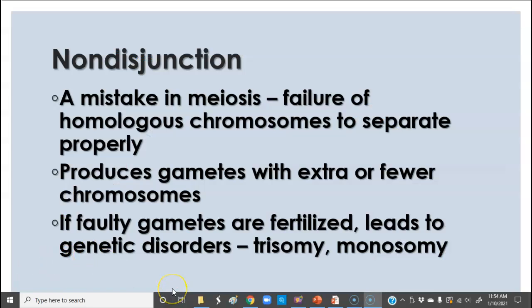Sometimes there are mistakes that happen, and one of the mistakes that can happen is something called non-disjunction, and this is when the homologous chromosomes fail to separate properly. This can produce gametes with extra chromosomes or fewer chromosomes. And if the faulty gametes are fertilized, this leads to genetic disorders of various kinds, generally trisomies and monosomies, which generally cause some kinds of problems for people.